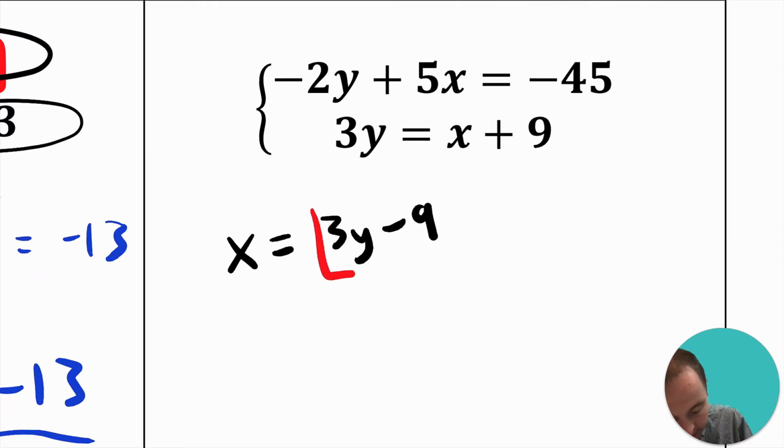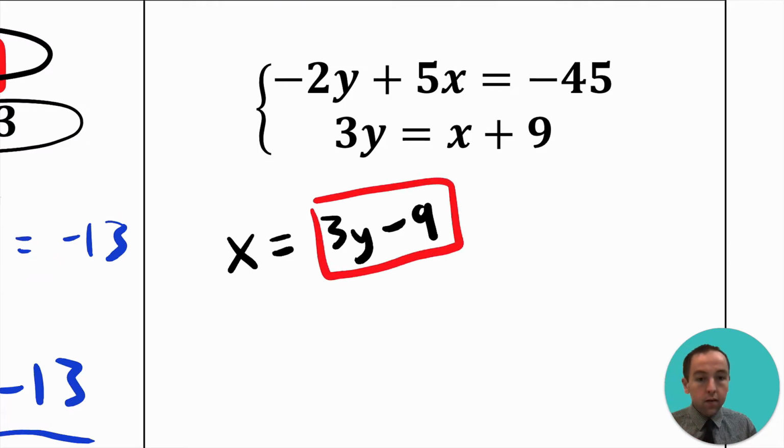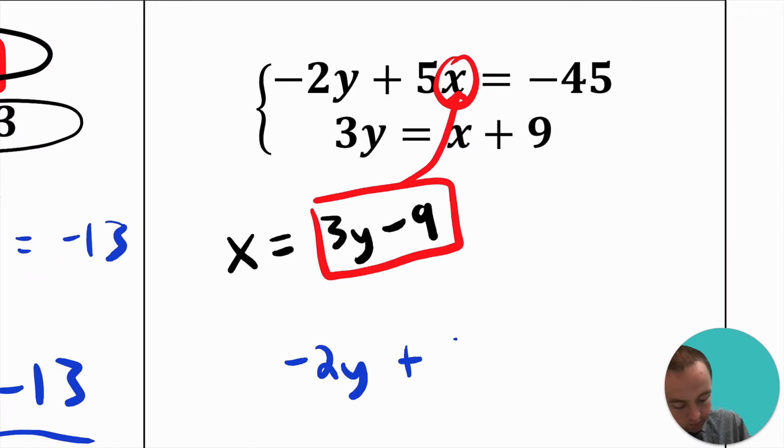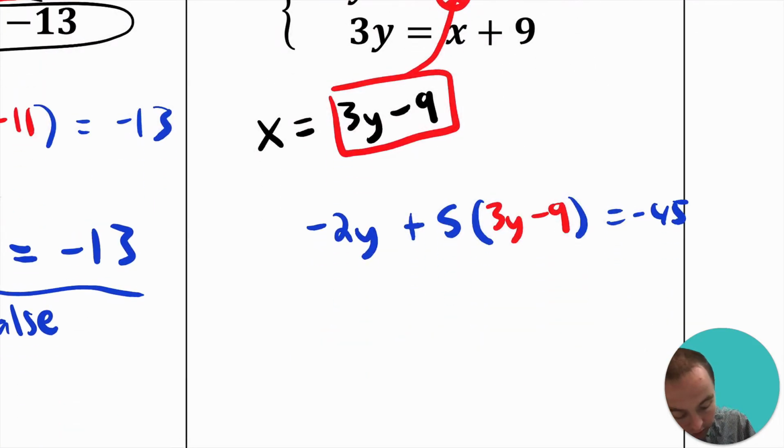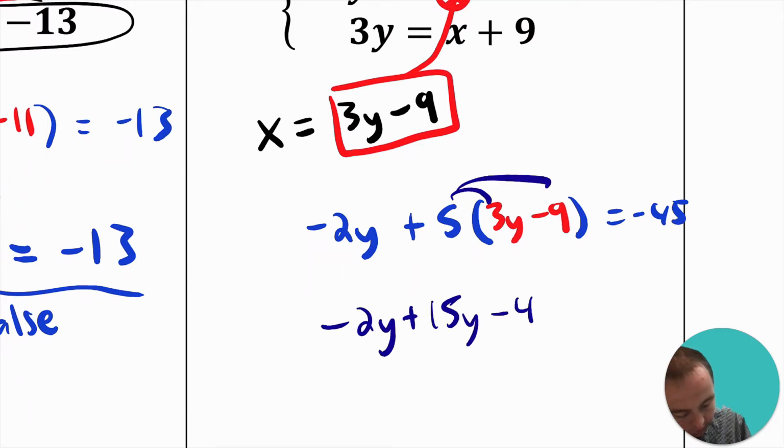And then I can take this 3y minus 9, because that's what is equivalent to x. Then I can substitute it in for x into the other equation, meaning that if I take negative 2y plus 5 times x equals negative 45, and then substitute that 3y minus 9 in for x, what we're going to see is negative 2y plus 15y minus 45, doing the distribution, equals negative 45.